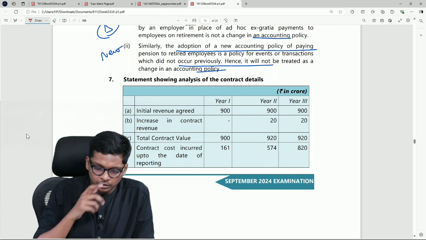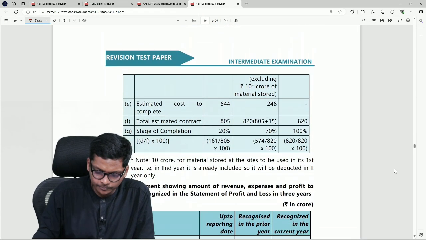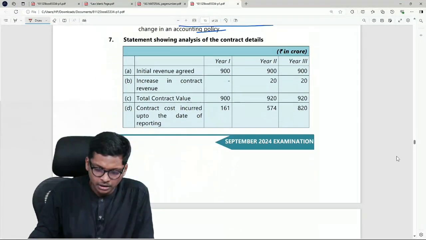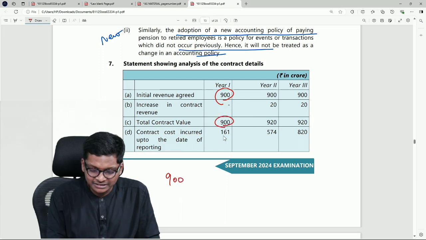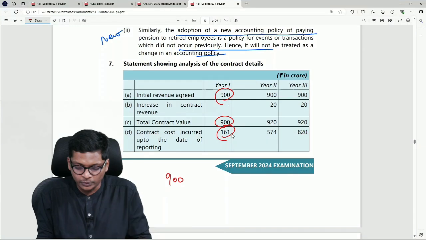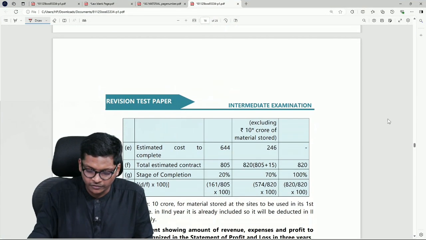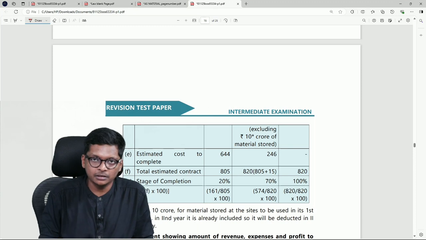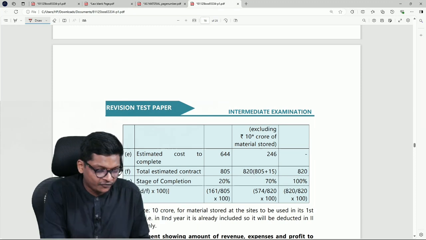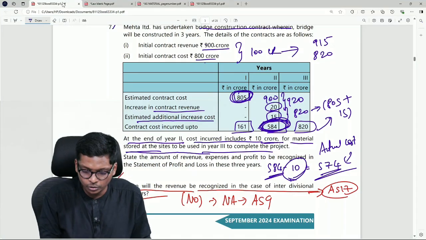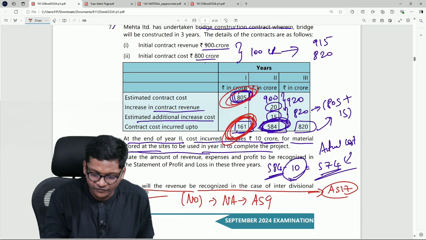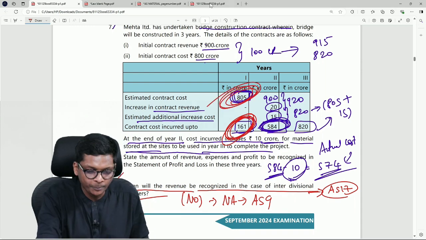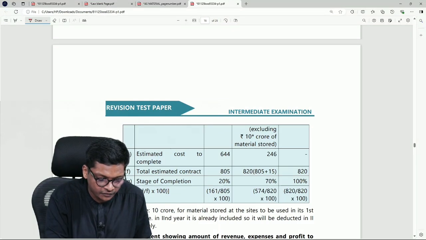Look at this. Look at the solution. Initially the revenue planned was 900, total contract value. First year cost incurred is 161, it's there in the question. So what is percentage of completion of first year? 161 divided by total cost in first year, 805, it's there in the question. 161 is the cost of that year, 805 is the total cost. So percentage of completion is 161 by 805 into 100, you will get 20%.